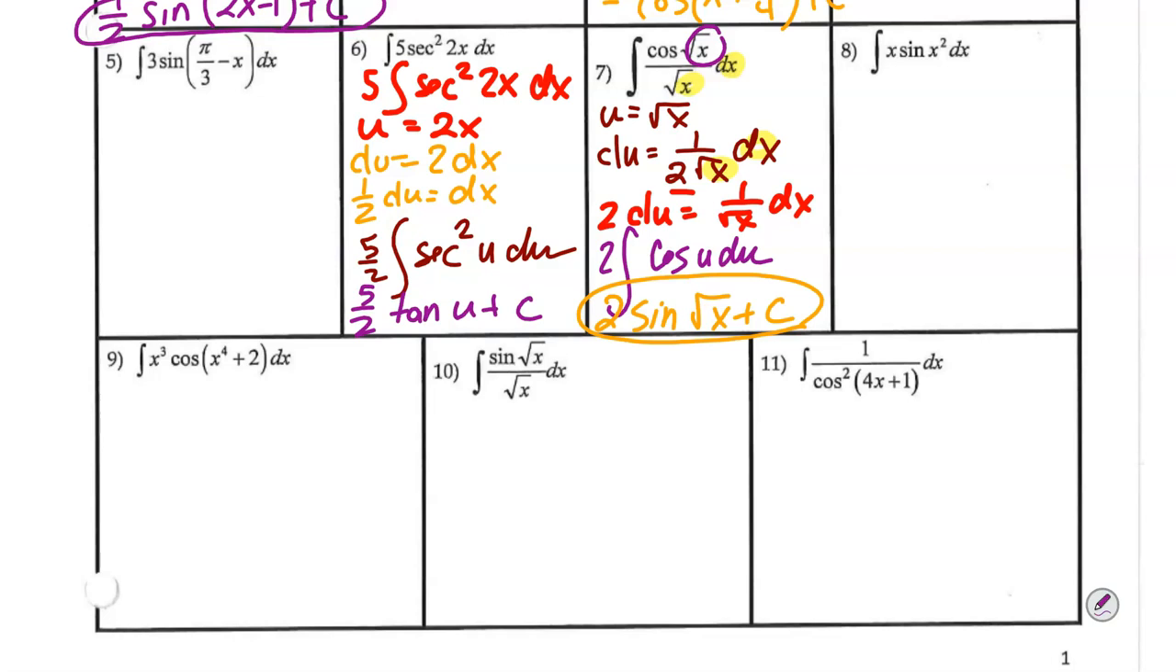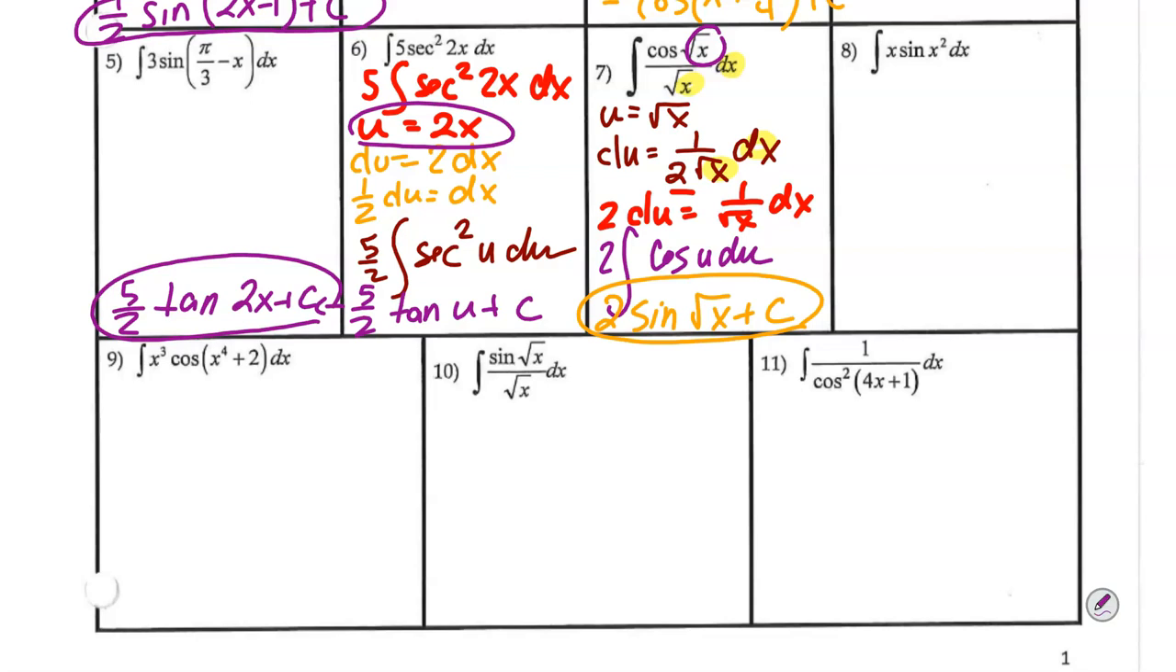Now if I give you tangent squared u, then we've done something wrong, because these will always work out nicely for you. And so the final answer to this question is going to be 5 over 2 tangent. We're going to come back over here and substitute our u for 2x, plus c. Is everyone okay with that?